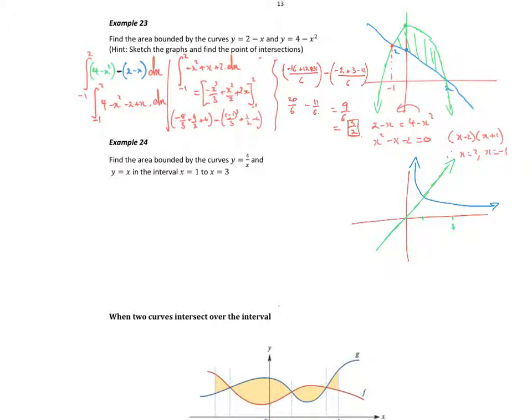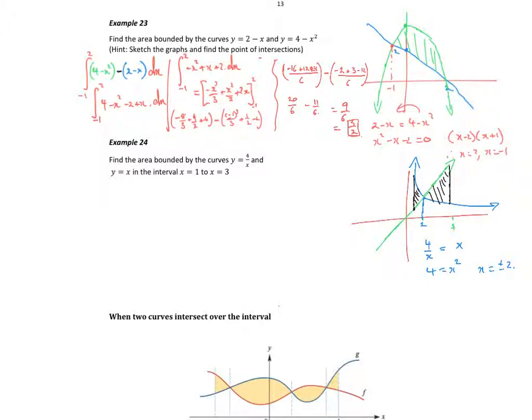So let's have a quick check, find our point of intersection. Let's go 4 on x is equal to x, which means 4 is equal to x squared, so x equals plus or minus 2. So actually that point there is at the point 2. So what I need is between 1 and 3. So there's the point 1, so it's that area there. There's the point 3 and that area there.